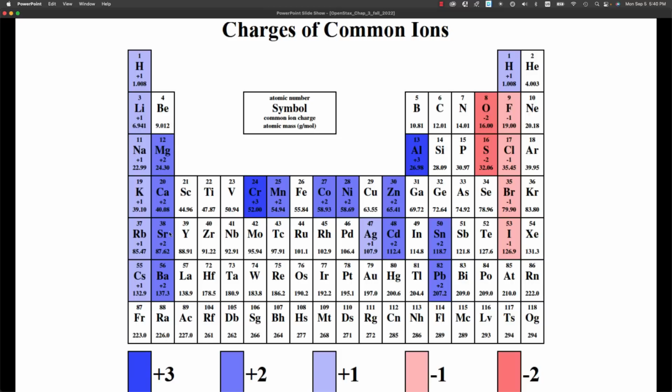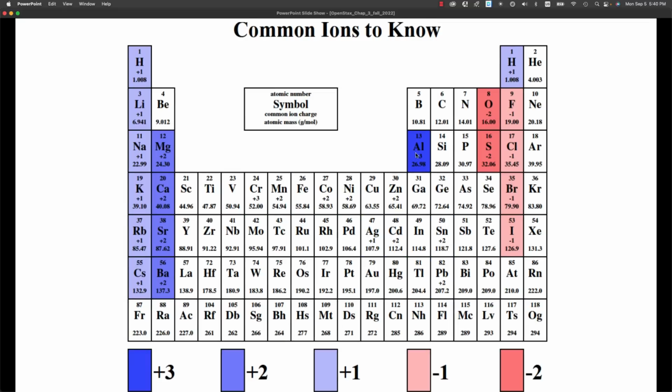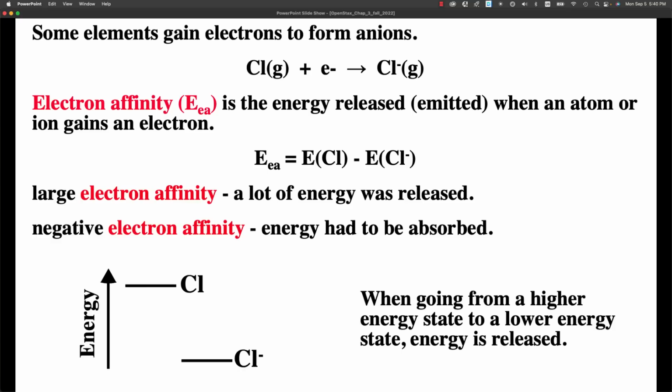The alkaline earth metals, it doesn't take that much energy to remove the first 2 electrons, so they typically form +2 ions. And we saw that aluminum tends to form a +3 ion. And so some elements gain electrons to form anions, and some elements lose electrons to form positive ions. Now, electron affinity is the energy released when an atom or ion gains an electron in the gas phase. So for both ionization energy and electron affinity, it is defined as being in the gas phase.